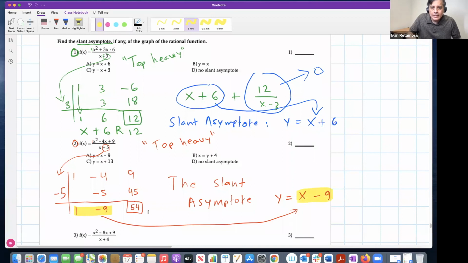Or this, ignore. Maybe I should write a little "ignore" because it goes to 0 for big values of x. Right? That's the reason. So this is the answer. Excellent, excellent, excellent. This guy.